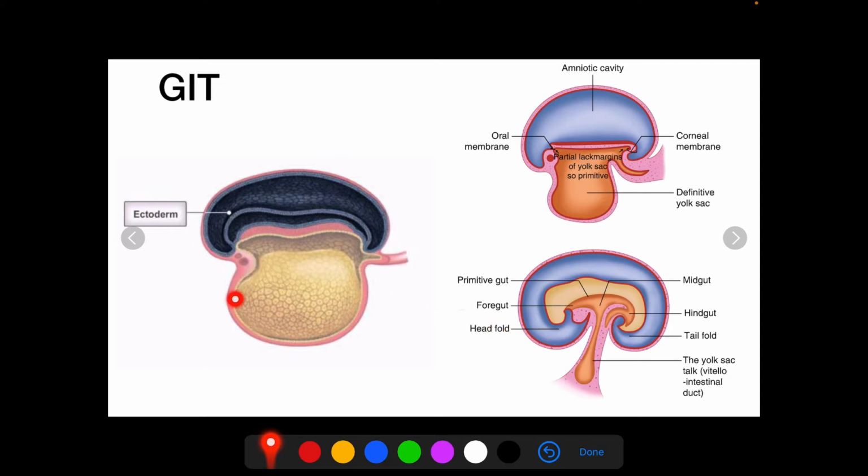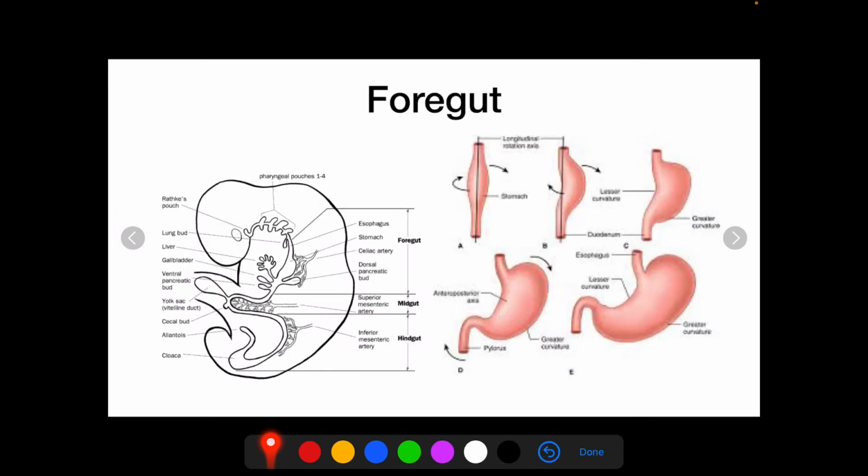And when the yolk sac is too compressed, it forms a tube. That tube is called the vitelline duct.